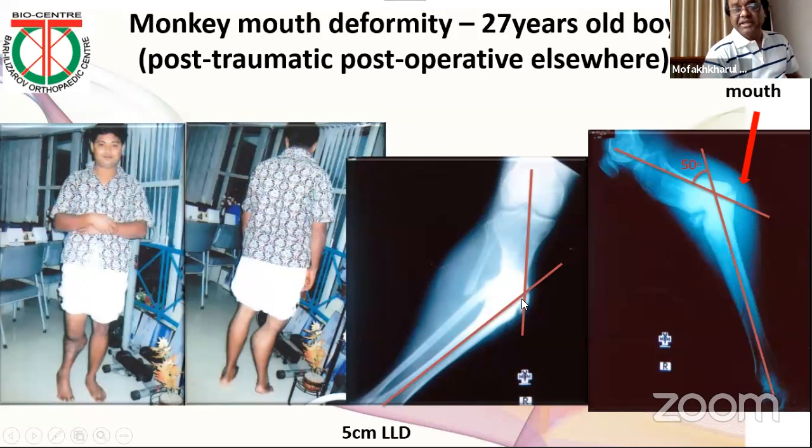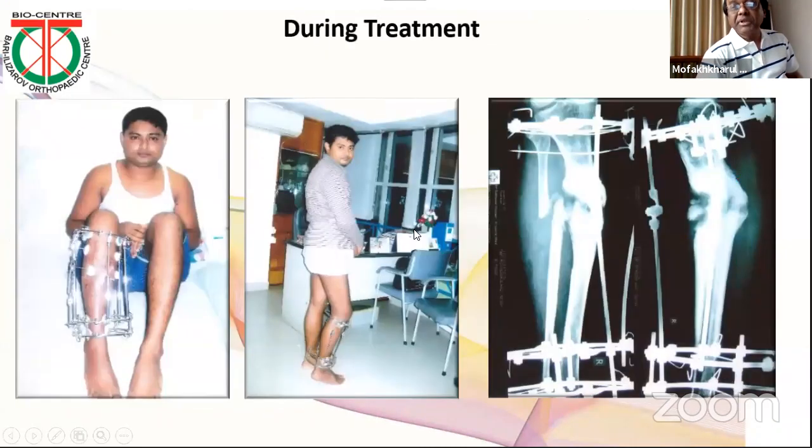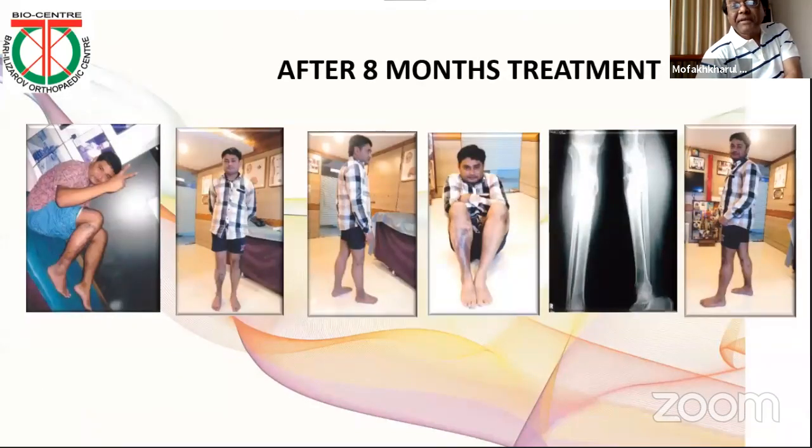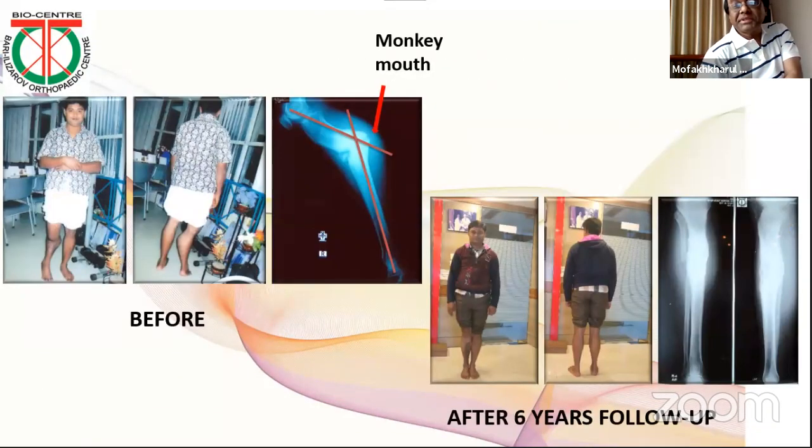If you know the ILIZAROV, you can help a lot in cases of this kind. See, look what I have done. Only two rings with telescopic rods, not telescopic, with hinges, and go for gradual distraction, hypertrophic non-union. You can correct the deformity and shortening, and you don't need to put any bone graft. After 8 months, see the long follow-up after 6 years.